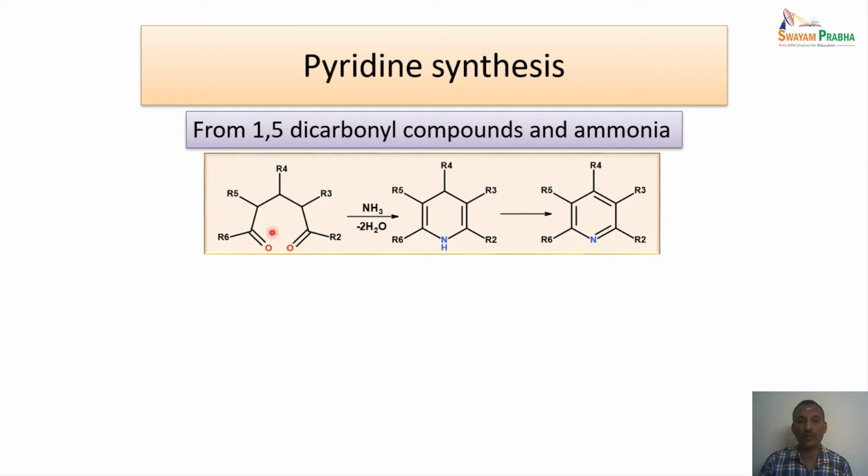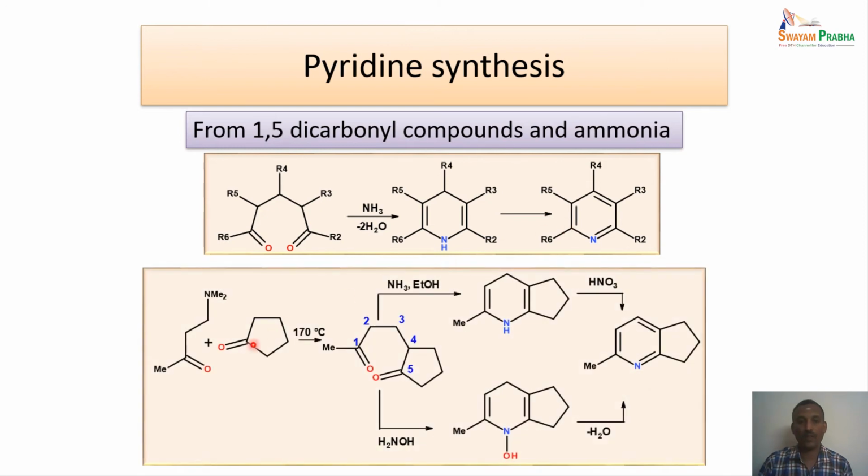and this undergoes the cyclization as we had seen in the previous one, and that cyclization leads to the dihydropyridine derivative, and this on further oxidation leads to the pyridine derivative as shown here. Here again we can have multiple substitutions on the pyridine ring.